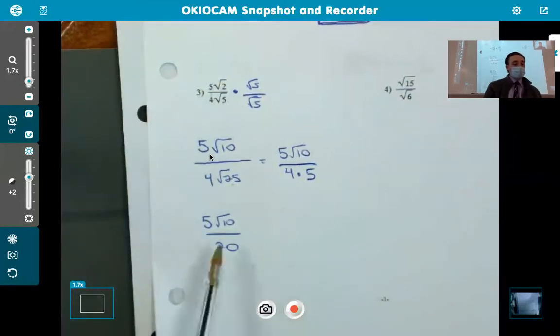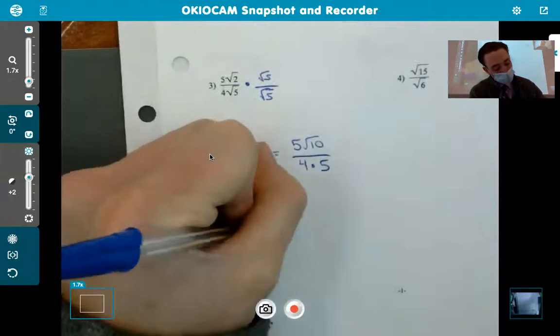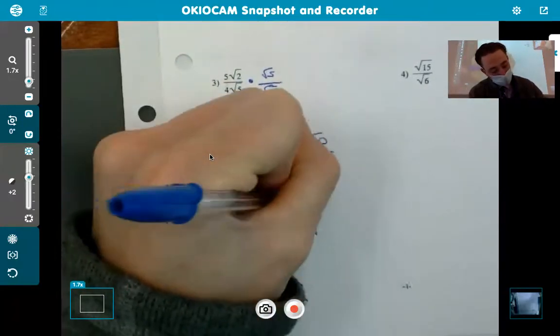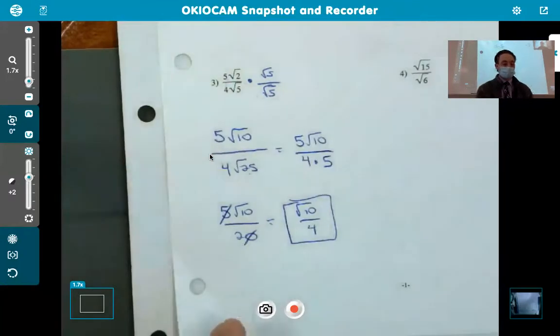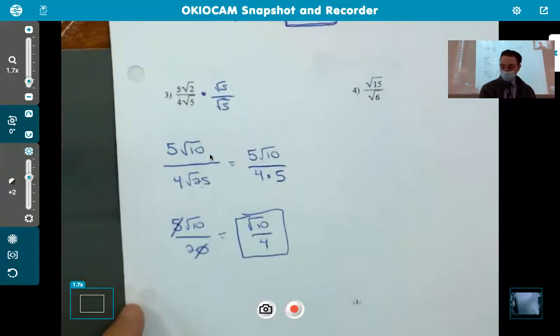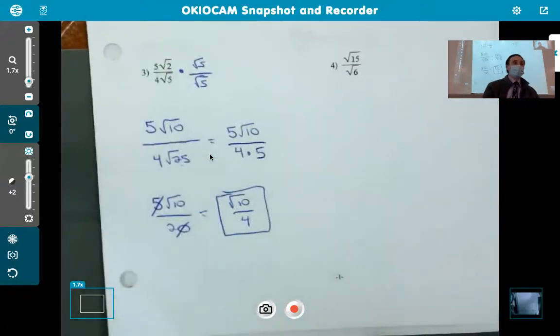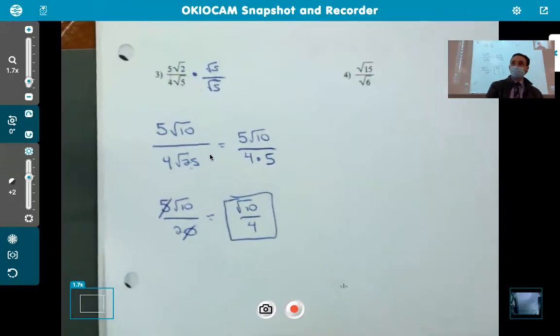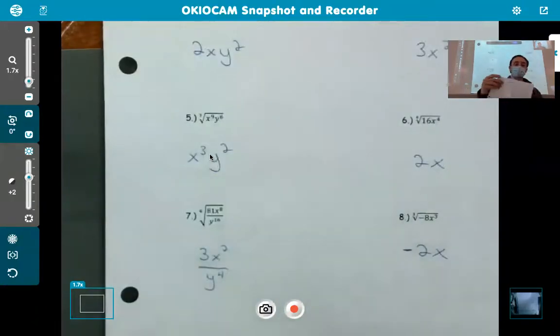What do I notice I can take away from the numerator and denominator? How does that simplify further? Take 5 out from each. And I have root 10 divided by 4. Okay. Can't break down the square root of 10 any further, although it does have more factors. None of them are perfect squares. So it doesn't help me at all. Any questions about example 3? Okay.